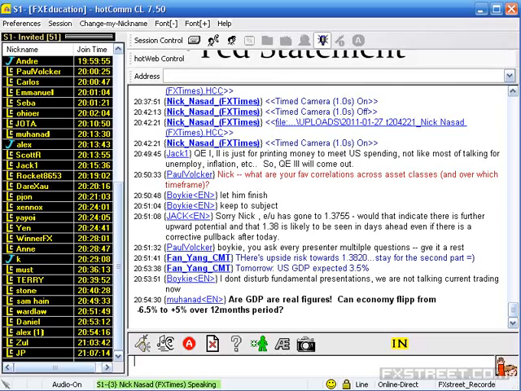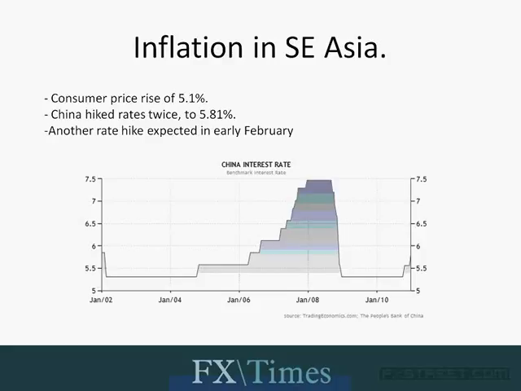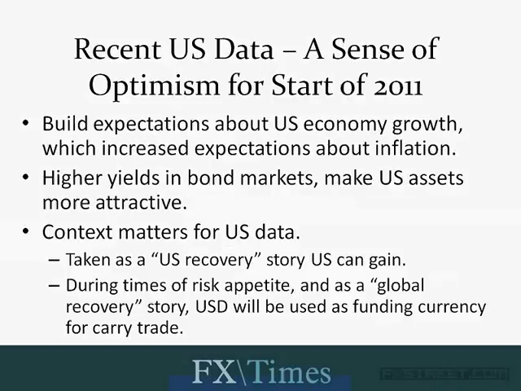I see I only actually have about 25 minutes left, so let me jump forward quickly just to cycle through some of the data that we have had in the U.S. and why there's this recent optimism. And then I'm going to get back to the U.S. euro-dollar chart just a little bit. So we've gone over inflation and employment as keys to the Fed's thinking on monetary policy, but there is this optimism for the start of 2011 for U.S. growth, and we are seeing key sectors posting strong gains: consumer spending, manufacturing, services, trade, even jobless claims, and like I said, the boost from the compromise for the tax cuts and mini stimulus.